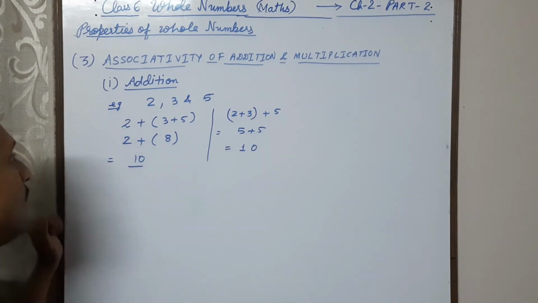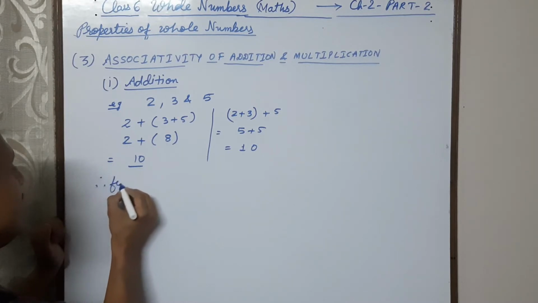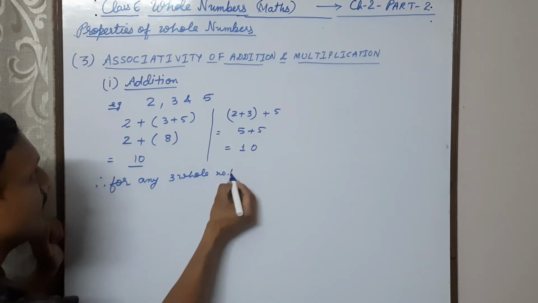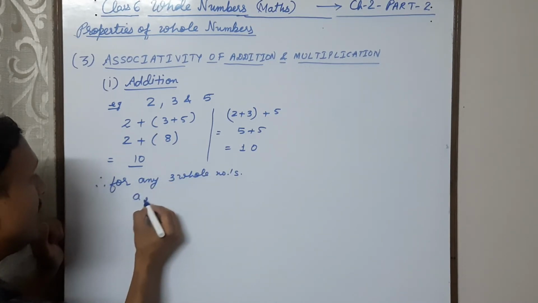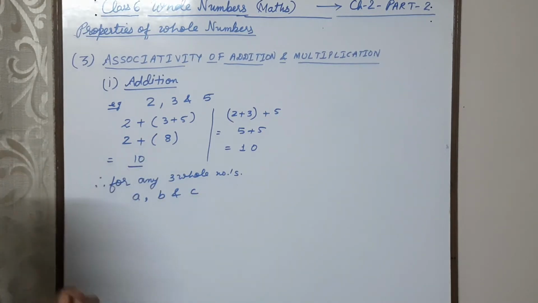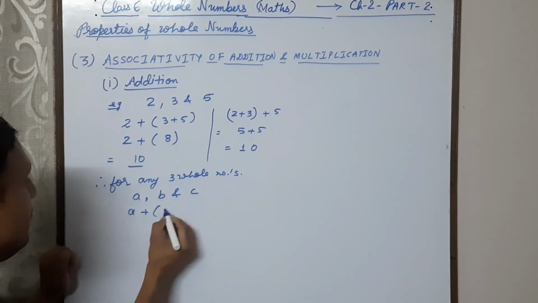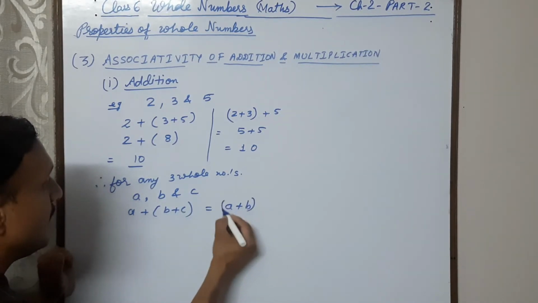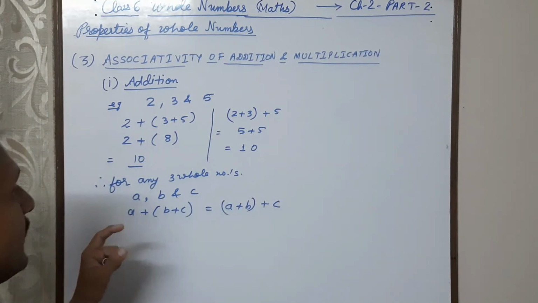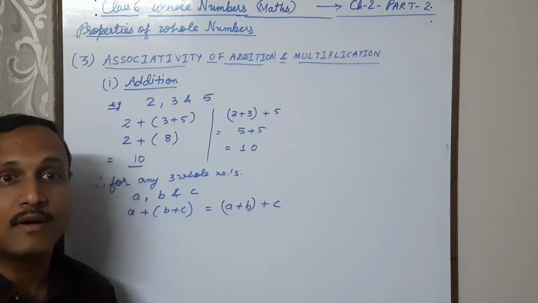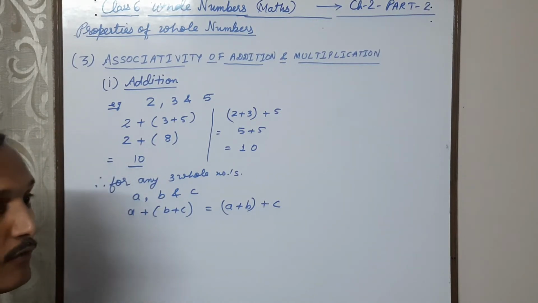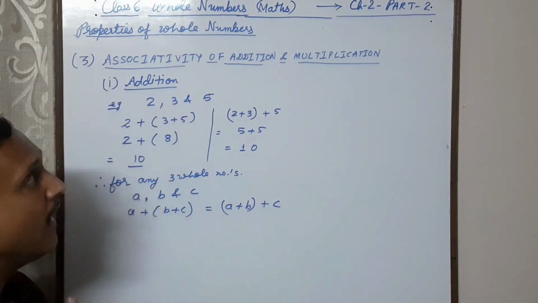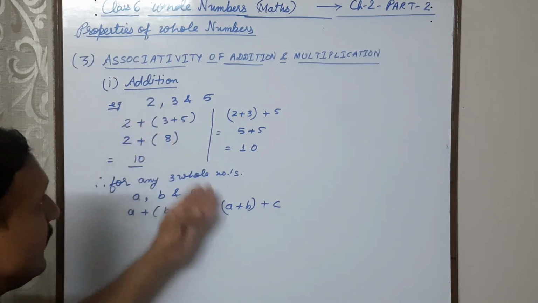So therefore, for any three whole numbers A, B and C, A plus (B plus C) equals (A plus B) plus C. That means we can add three whole numbers in any order, just like two whole numbers. We can add three whole numbers in any order. So this property is called associativity of addition.